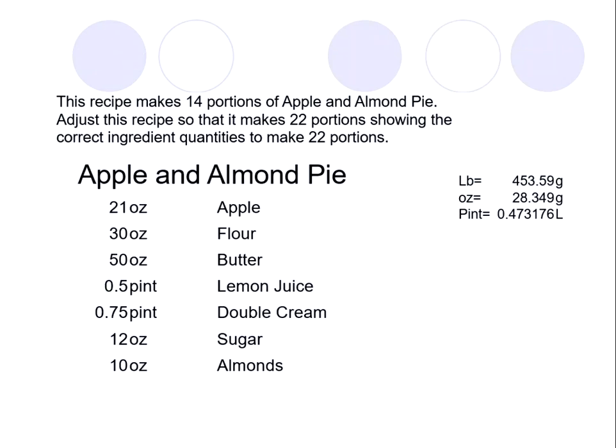Okay, so the next one then, if you want to hit pause in your video and have a go at this yourself, this recipe currently makes 14 portions of apple and almond pie. Adjust this recipe so it makes 22 portions, showing the correct ingredient quantities as well. So again, we need to convert it into the metric system, and then bring it over to the correct proportions. And again, you'll be given the conversion ratios within an exam situation. Okay, so hit pause and see if you can have a go at this.